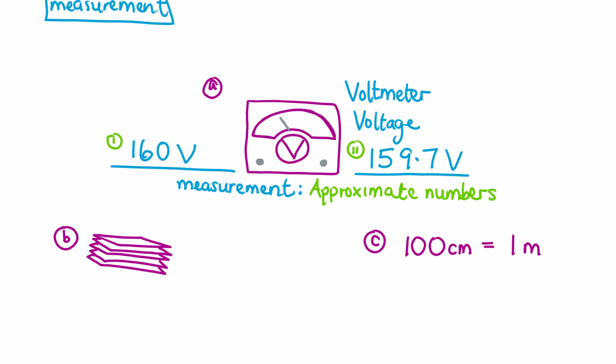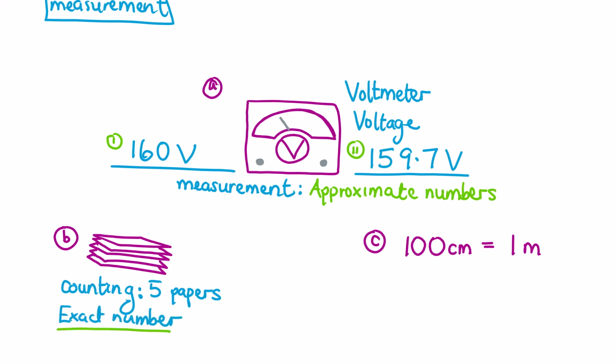Next is B, where we have papers that are stacked and we are asked to determine the number associated with this collection of papers by counting, which is the keyword. We have 5 papers, and if you ask everyone to count the same stack of papers, everyone will count 5 as well. Therefore, in conclusion, this is not a measurement, but rather an exact number.